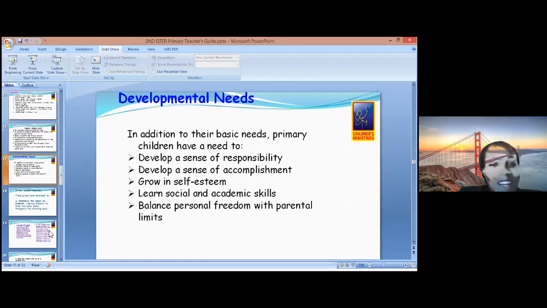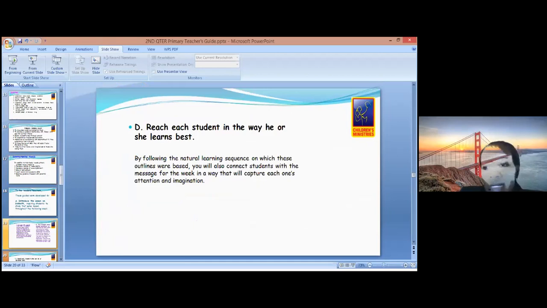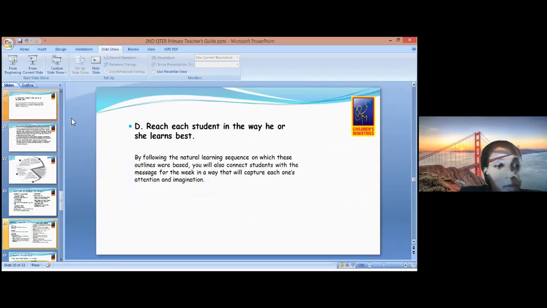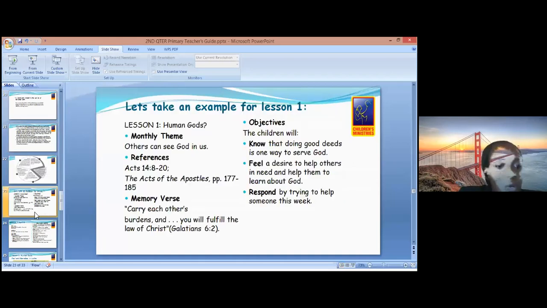Allow me to look at the lesson that we're going to look at today. The lesson is lesson 1, the beginning of the new quarter. Our lesson has a title, Human Gods. As we can see, our monthly theme is about service, and there is a message: others can see God in us. But there is one thing that you shouldn't forget when you come into the primary class. We have the memory verse.